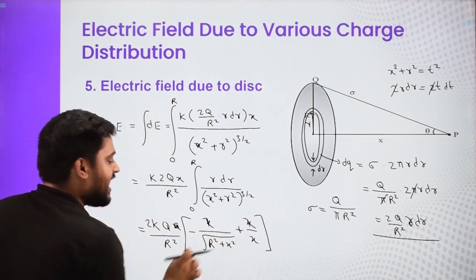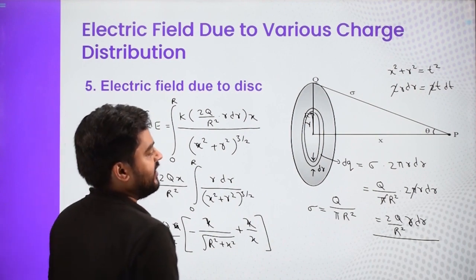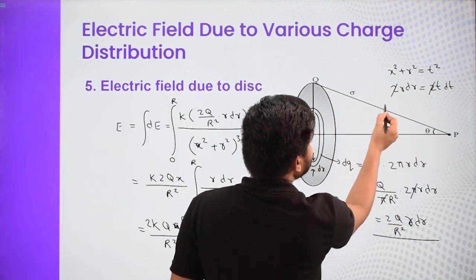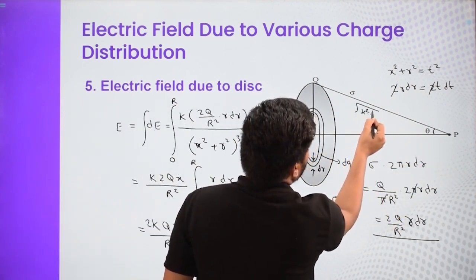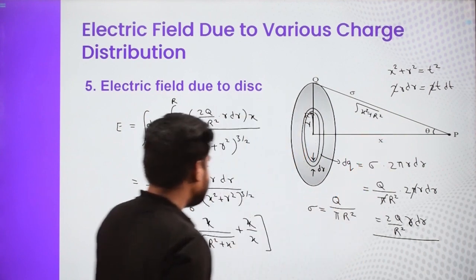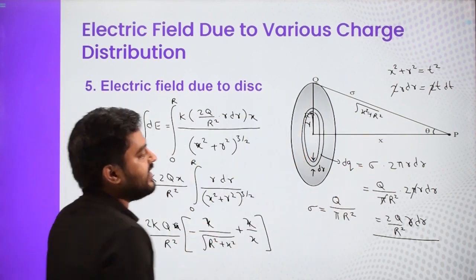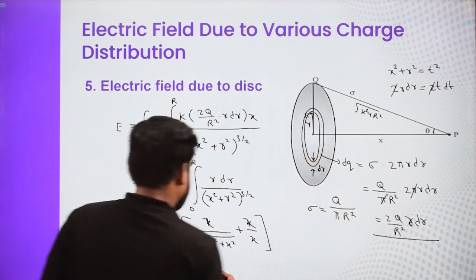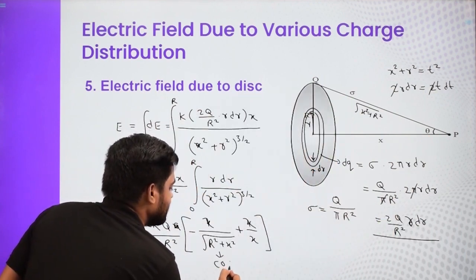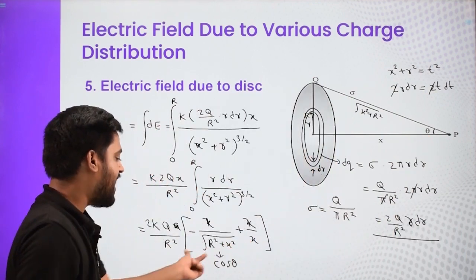What about x by r? It is root over r square plus x square. This is x and this length is root over x square plus r square. So this is like base upon hypotenuse. If this angle is theta, then this thing is nothing but cos theta. So I'll say this is 1 minus cos theta.